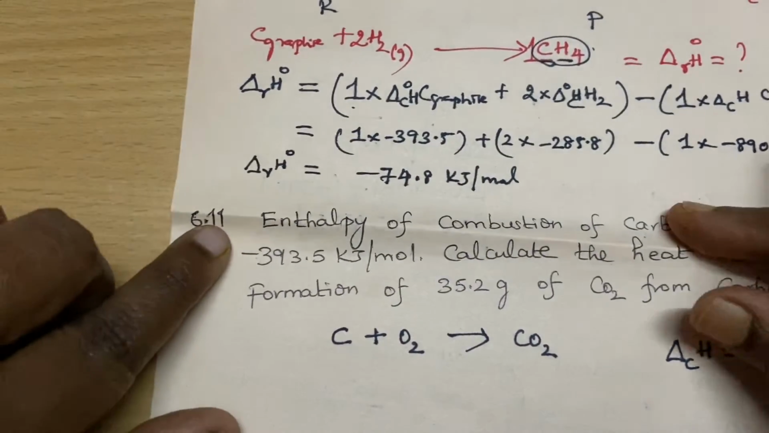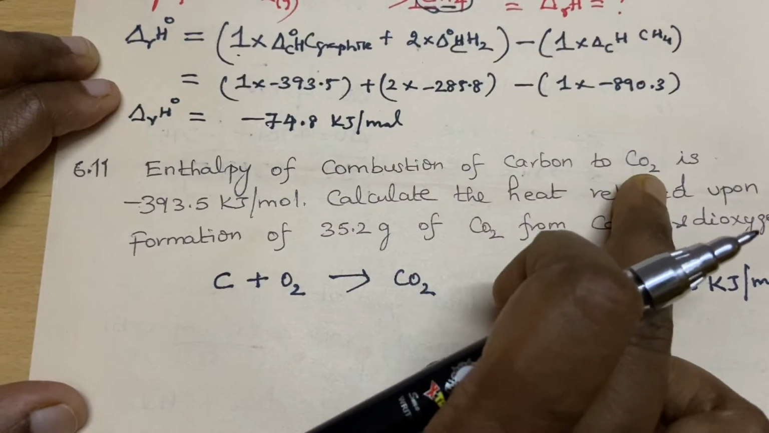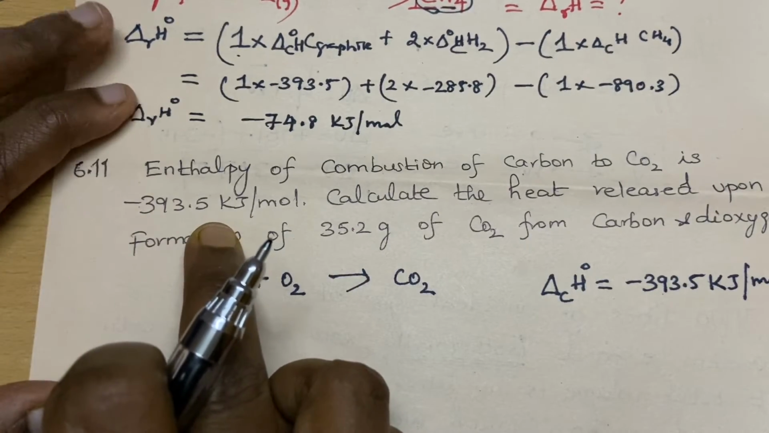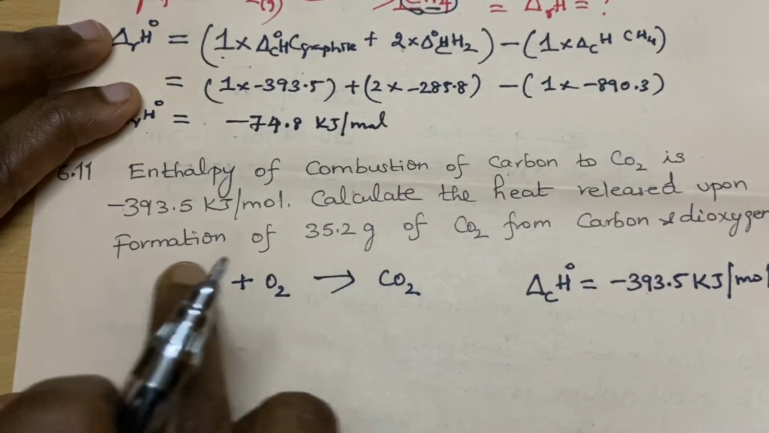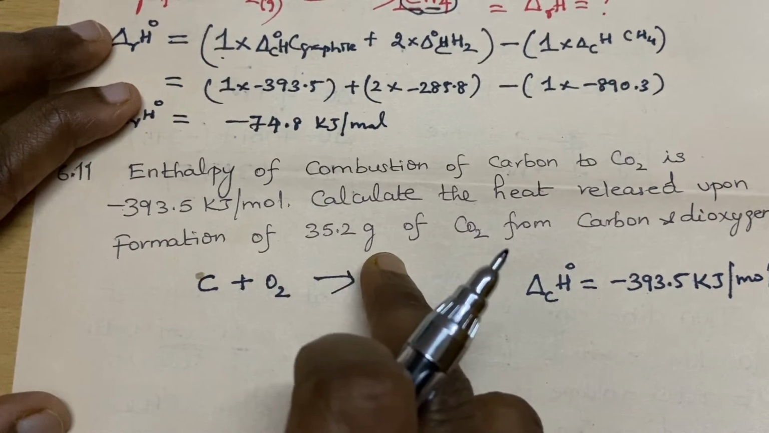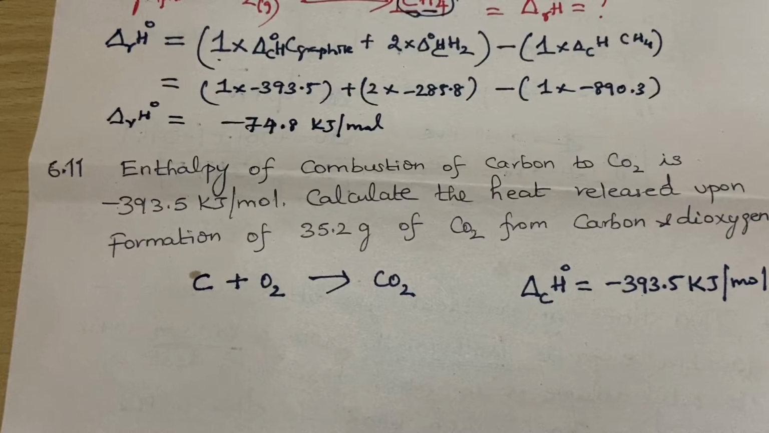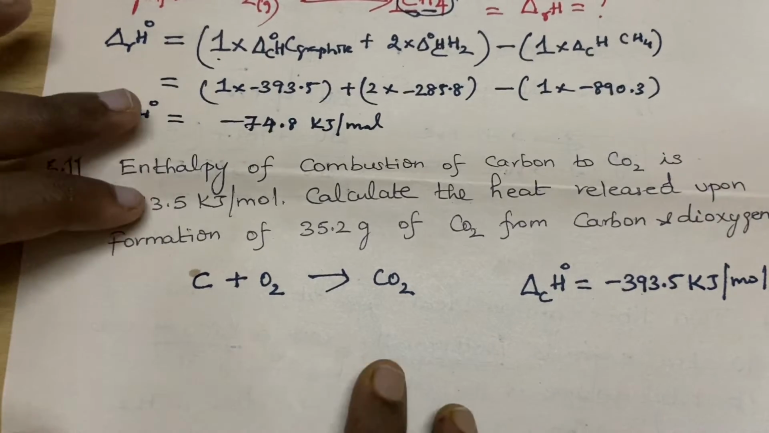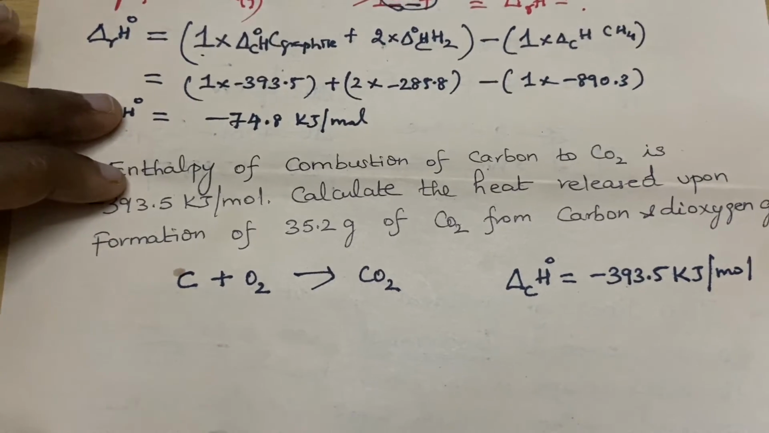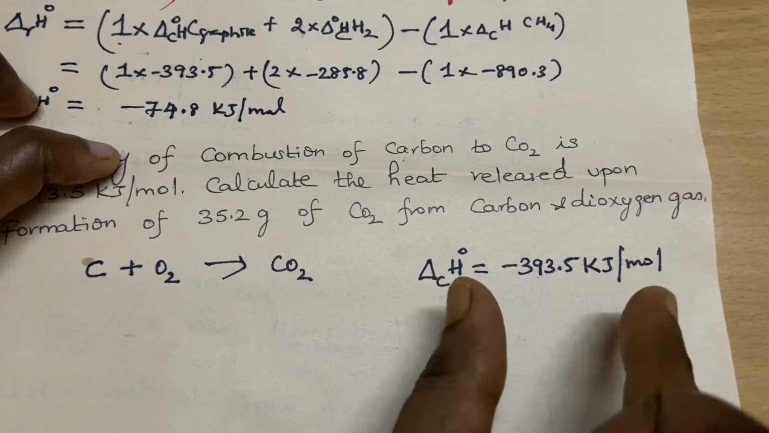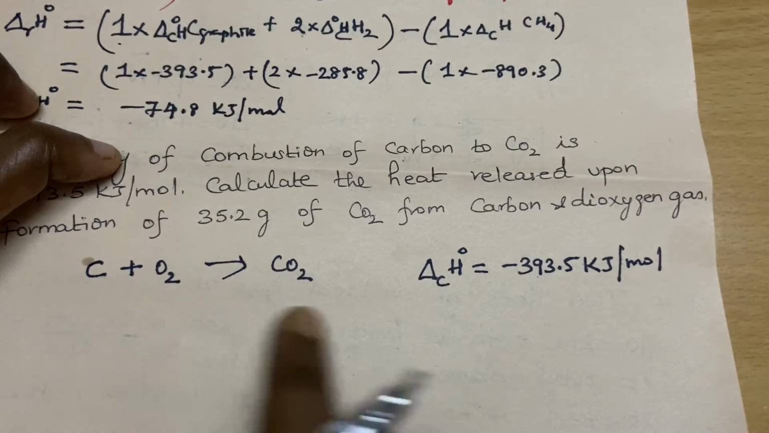Then coming to question 6.11. The enthalpy of combustion of carbon to carbon dioxide, the value is given. Calculate the heat released upon formation of 35.2 grams of carbon dioxide from carbon and dioxygen gas. You have to analyze it. This is a very simple reaction. Carbon is undergoing combustion to give carbon dioxide. The reaction is already balanced. During this reaction, this much amount of energy is released. The type of this reaction is combustion.